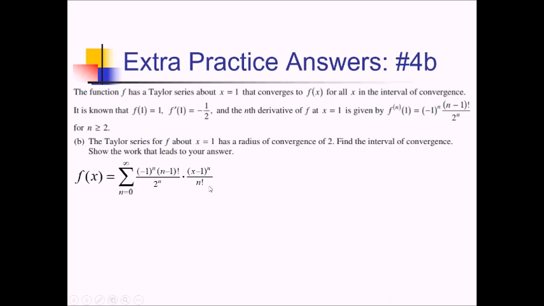Now, I can clean this up just a little bit here. The n minus 1 factorial and the n factorial can reduce. N factorial is really just n times n minus 1 factorial. So if I reduce those, I'm really just left with an n down here. So when the dust settles, I have a negative 1 to the n, an x minus 1 to the n, and a 2 to the n times n. All right, so this is what I'm dealing with.